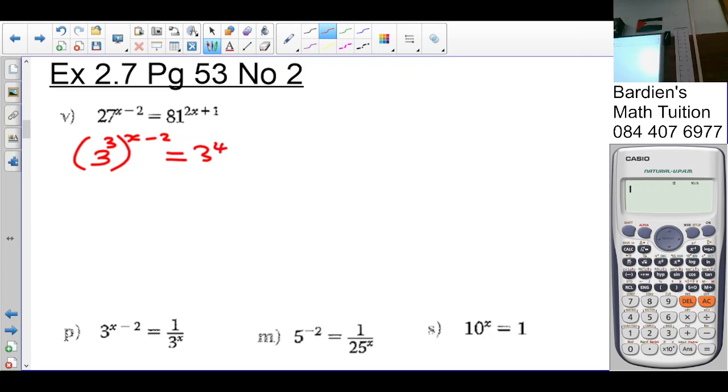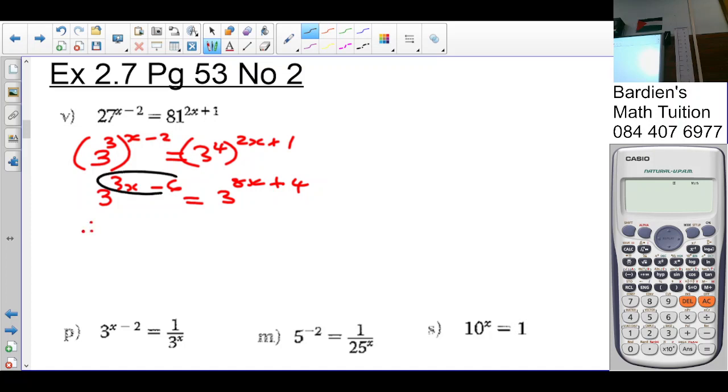3 to the power of 3x minus 6 equals 3 to the power of 8x plus 4. Since bases are the same, exponents are equal. So what do you do from here? Are both bases not 3? So I say therefore.